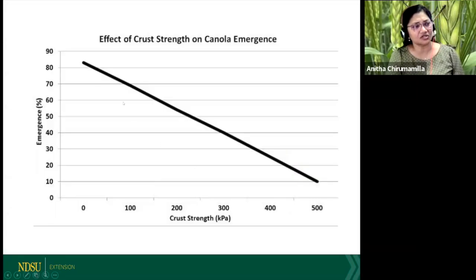So this is a study that shows how soil crusting affects canola emergence. On the x-axis, you can see the crust strength, or the hardness of the soil crust, and on the y-axis we see the emergence percentage. You can see that as the hardness of the crust increases, the emergence percentage drops significantly.